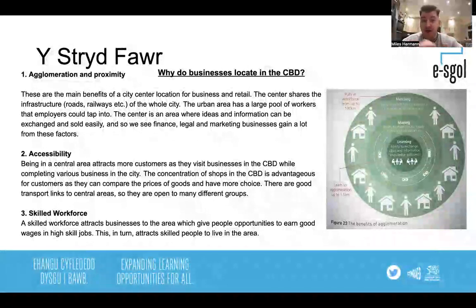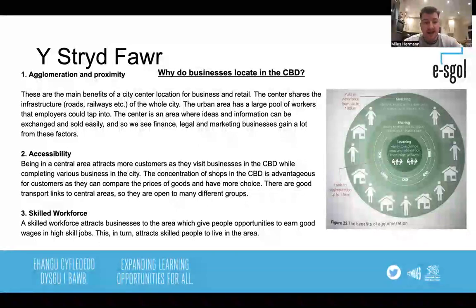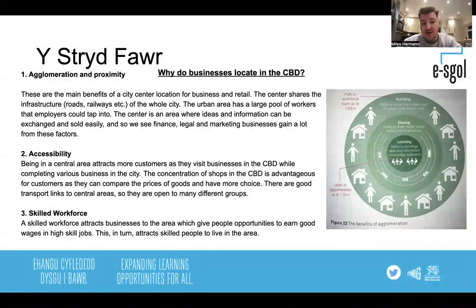The urban area has a great pool of workers that the employers can tap straight into. The centre is also an area of ideas, information that can be exchanged and sold. This is where finance happens, legal work happens, marketing, businesses, and this all happens in the centre. It's obviously accessible, as I said, and this is where customers go to businesses and where business happens. The largest concentration of shops is usually in the CBD, and that's advantageous for customers, and they compare prices of goods and services within this area.